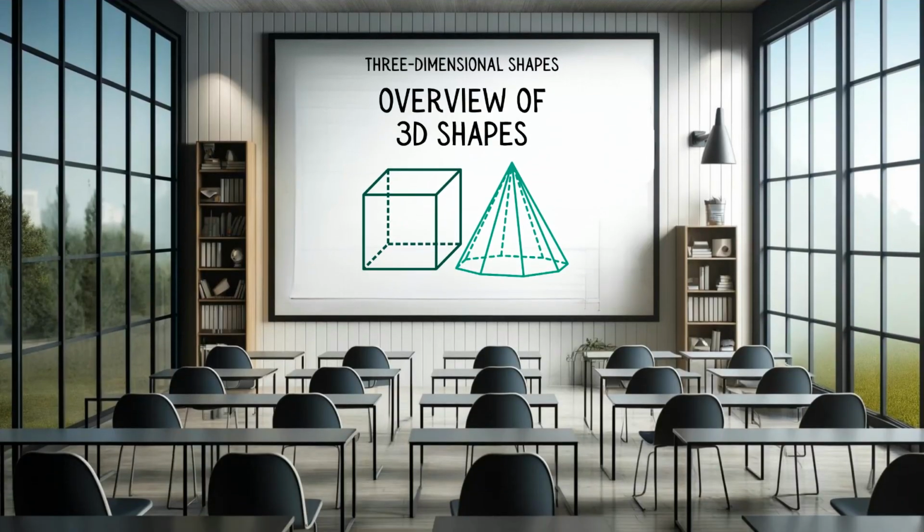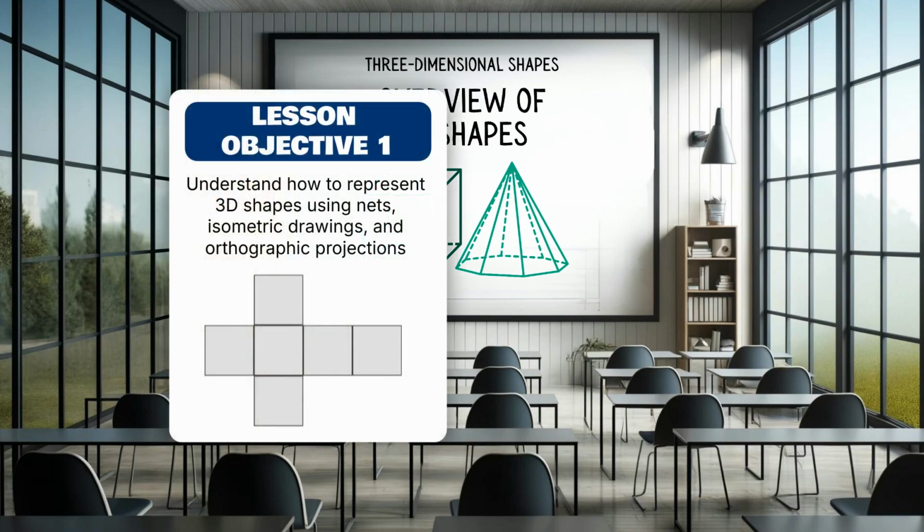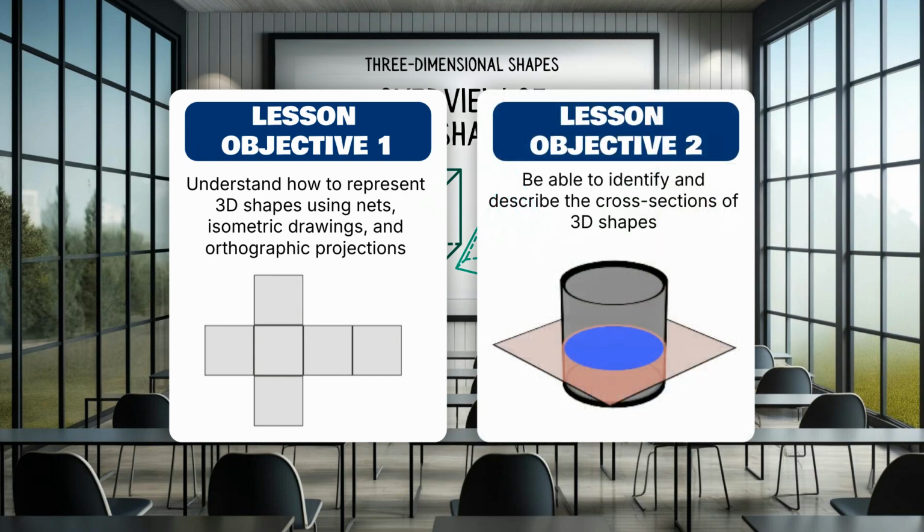In today's lesson, we explored the different representations of 3D shapes and the concept of cross-sections. We began by understanding the various methods to represent 3D shapes, including nets, isometric drawings, and orthographic projections. We then delved into the concept of cross-sections, learning that they are the 2D shapes resulting from slicing through a 3D object and practicing identifying cross-sections by visualizing different cuts through various 3D shapes. Understanding these concepts is crucial in fields like engineering and architecture, where precise comprehension of 3D shapes is essential.